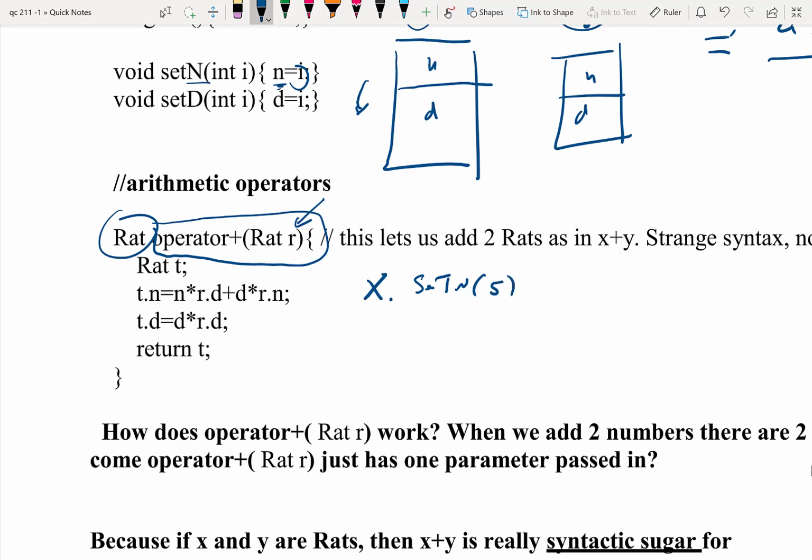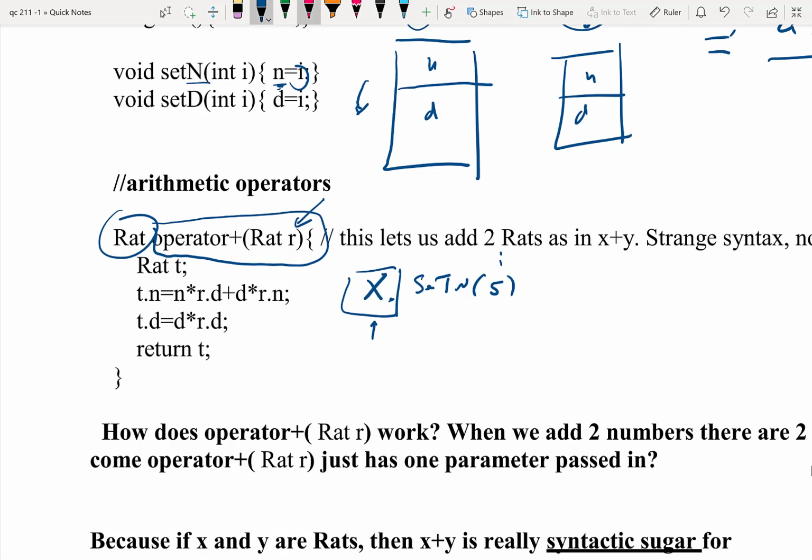So i, which was the parameter, is the parameter here, and the argument is 5. We put that into n. What n? So we see that when we use this syntax, the n is, even though it's not written explicitly, the n that belongs to the object upon which you are calling this member function. That's very, very important.